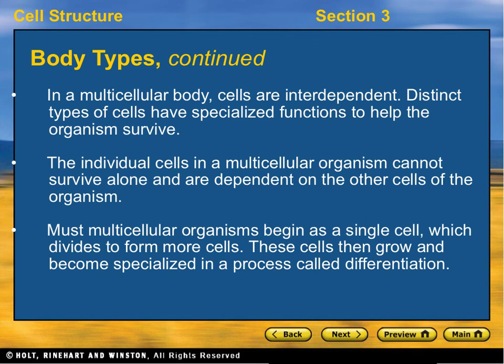And then the final thing we have here says that most multicellular organisms begin as a single cell, and then they're going to divide to form more cells. Those cells are going to grow and become more specialized, and this is a process which we call differentiation. In the next chapter, we're going to talk more about this specifically.